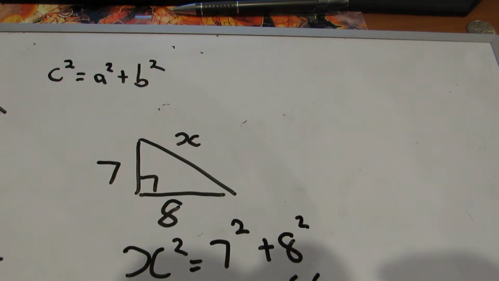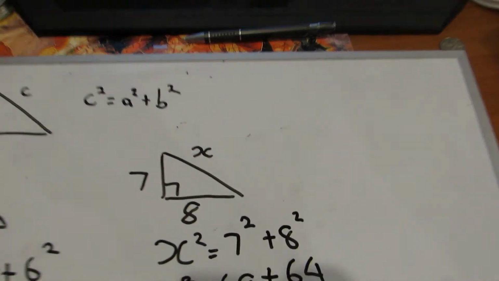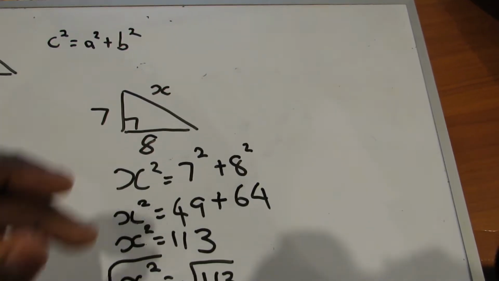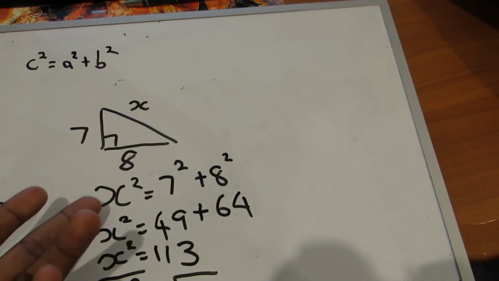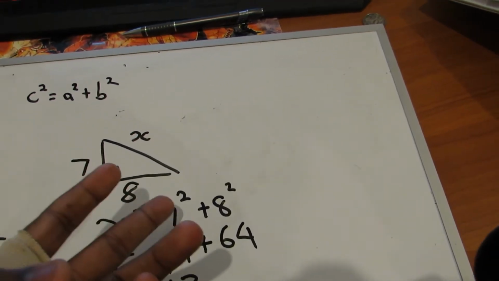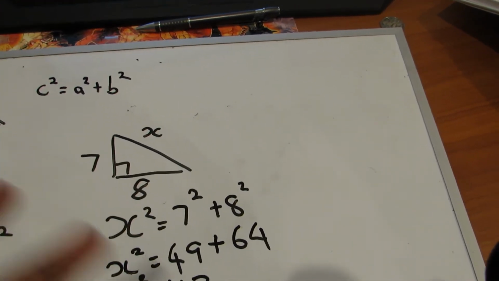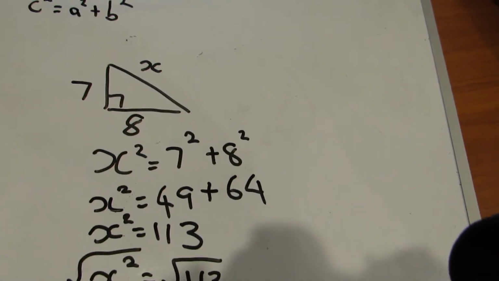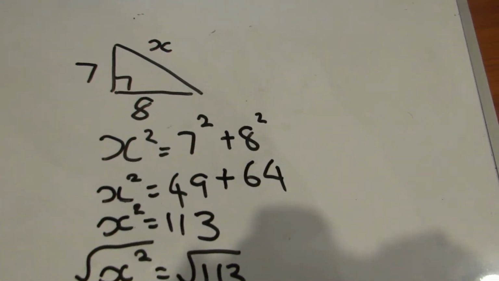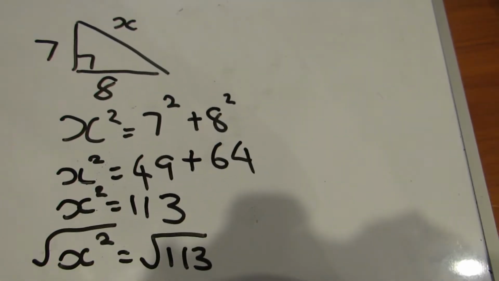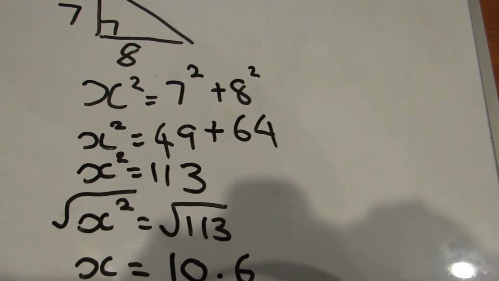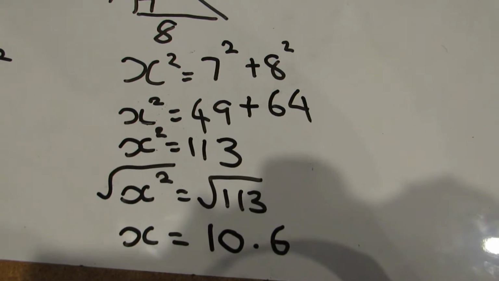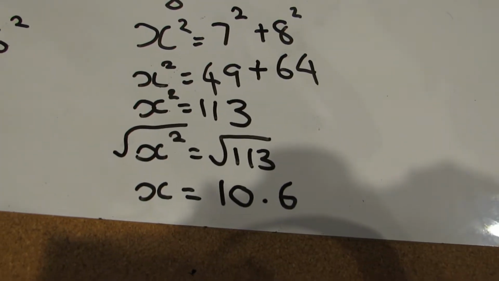So I'm back. This is the answer I got. I wrote it in the formula sense. So the hypotenuse squared equals the square of side length 1 plus the square of side length 2. Then I worked out the squares of the right side and came up with 113. I square rooted both sides, and that's the answer I got. I got 10.6.